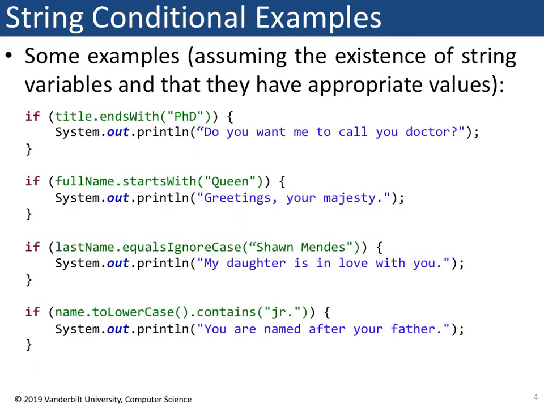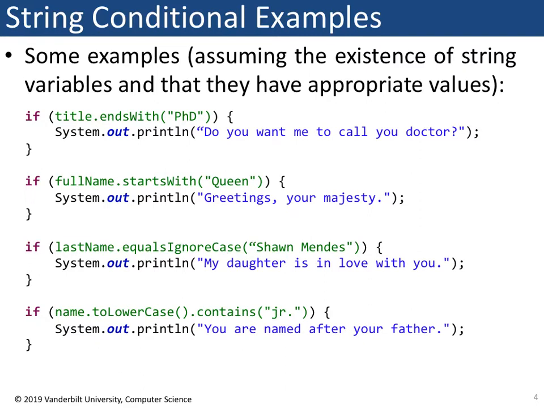So here are some examples of the uses of these various methods for returning a Boolean value and testing a string. Now notice that we are making an assumption about the existence of string variables called title, full name, last name, name. We haven't declared them or given them a value, so just assume that happened previously.